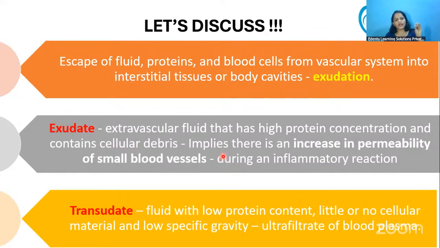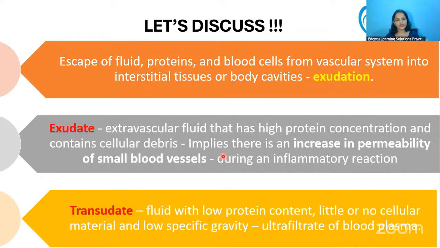So escape of any fluid or any protein or any blood cell from the vascular system to the outside. That process is called exudation. It can be fluid, it can be cell, or it can be proteins also. If something is escaping from the blood vessels to the outside tissue, that is called exudation.